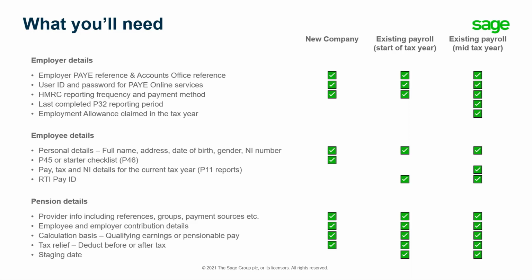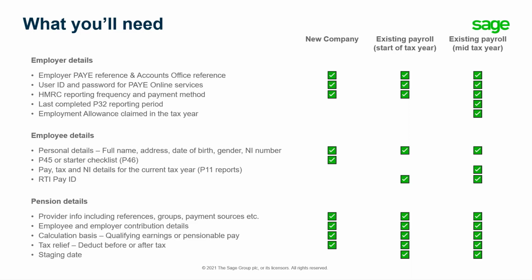In terms of employees, you'll need their personal details. So names, addresses, date of birth, gender, and national insurance number. If you're a brand new business taking on a new employee, you'll need either their P45 or a starter checklist, also known as a P46.